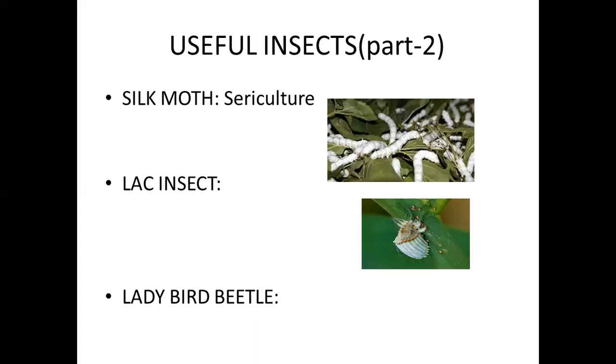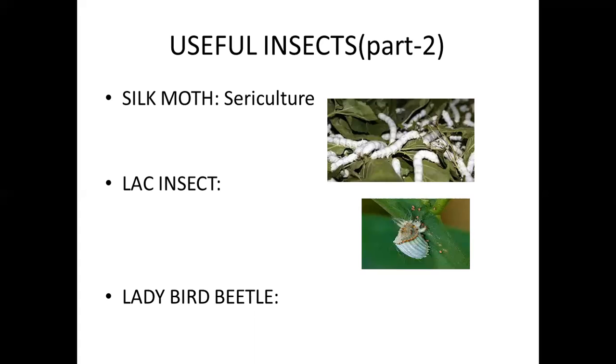The second one is silk moth. We get silk from silk moths which grow on mulberry leaves. Here we have a picture of some silkworms on mulberry leaves. They are grown, and this rearing of silkworms for getting silk is called sericulture. So they collect some silkworms and put some mulberry leaves as food, and they prepare silk.